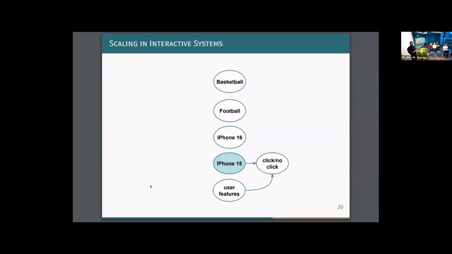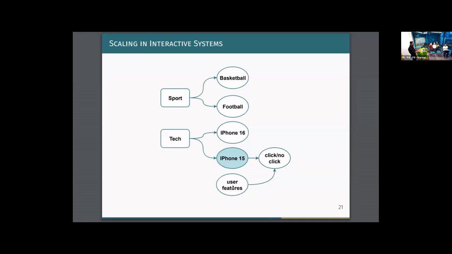So if we get back to the idea, before we had basketball, football, iPhone 16, user features. If we recommend iPhone 15, we use only iPhone 15 and user features and predict the click or no click. But what we can do, and this is just an example, this is not how we do it mathematically, is to say, okay, there are some kind of relationships between these products. They are not completely independent. If we think of it, basketball and football are actually related in the sports category. And iPhone 16 and iPhone 15 are related in the tech category.